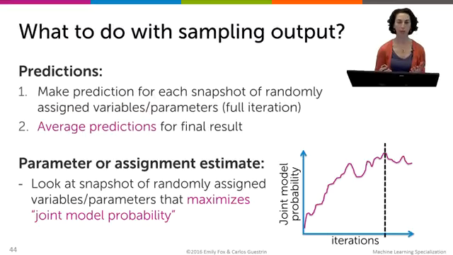Another thing we can think about doing is grabbing out what I'll call a good solution. And what I mean by a good solution is the set of model parameters and assignment variables that, out of the space of everything we've explored, maximize this joint model probability. And this is an estimate of what we call the maximum a posteriori parameter estimate. So if we look at monitoring joint probability over iterations, we just look at grabbing out the hard assignments made at the iteration that maximizes joint probability.